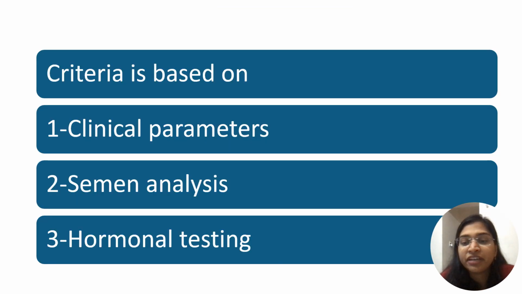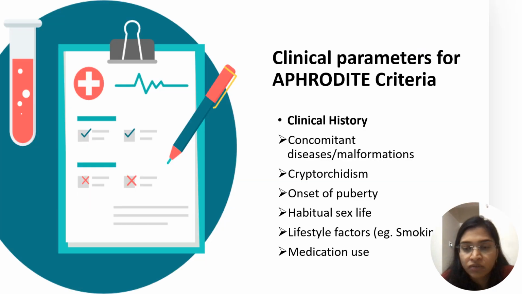This Aphrodite criteria is based on clinical parameters, semen analysis, and hormonal testing. In clinical parameters, once a male patient comes to us, we have to take the clinical history. That is, we have to ask for any concomitant diseases or malformations, cryptorchidism, onset of puberty, habitual sex life, lifestyle factors, for example smoking, and any medication use.